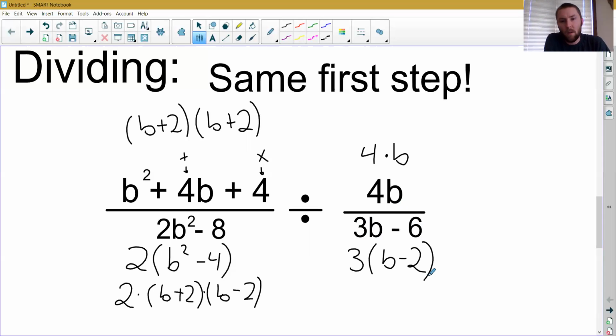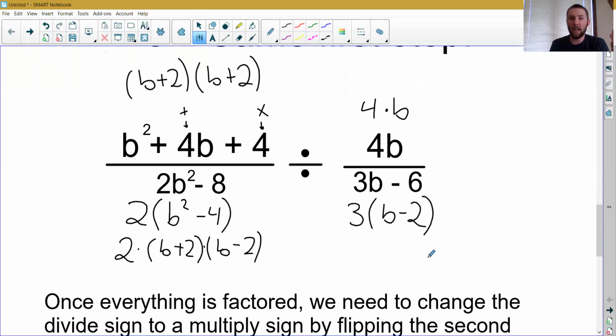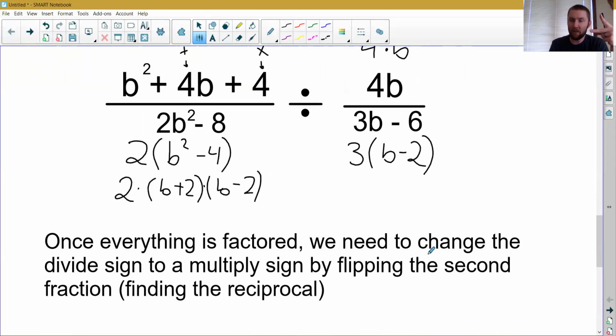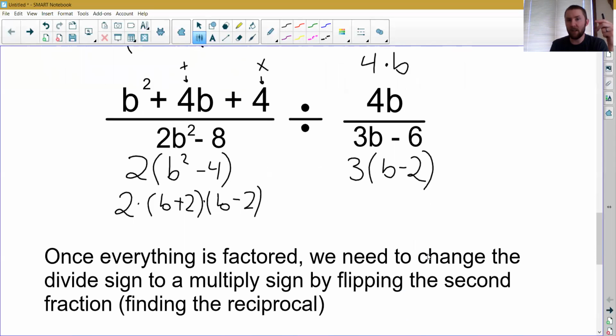Okay, so now that I have all these pieces factored as much as I possibly can, I'm going to do my one extra step for dividing. When we are dividing rational expressions, we really want them in the end to be multiplying, because when we're multiplying, we can cancel things from either numerator and either denominator. So in order to change this division problem into a multiplication problem, I'm going to flip the second fraction over, meaning find the reciprocal.